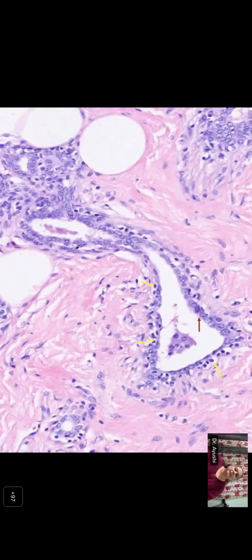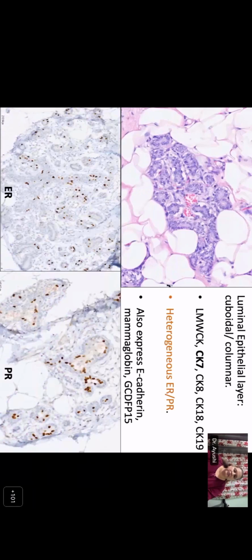So this is the high power view of the terminal duct with the acini, which all show a similar lining of epithelial cells, which are small cuboidal to columnar cells with moderate cytoplasm, round nuclei with fine chromatin, surrounded by clear or flattened cells which have dark hyperchromatic nuclei. These are the myoepithelial cells. It is important to identify this bilayer, because absence of the second layer, the myoepithelial layer, signifies presence of an invasive carcinoma.